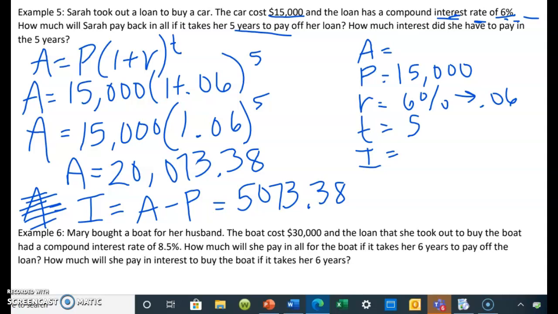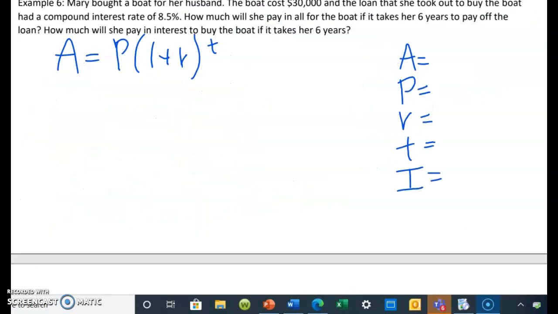All right, let's very quickly do number 6 together. All right, since I'm short on time, I want you to work this one on your own. Pause the video and unpause it when you've done it, and I'll have the answer there for you.